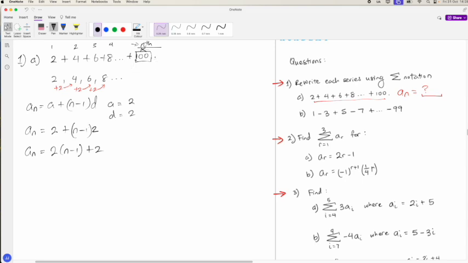So if we know that this is a_n, the 100, that the a_n that will give us 100 is 2 into n minus 1 plus 2. I could now find what n is when a_n is 100, right? The reason why I want to do that, we'll see just now. But for the last term, I want to find what n is.